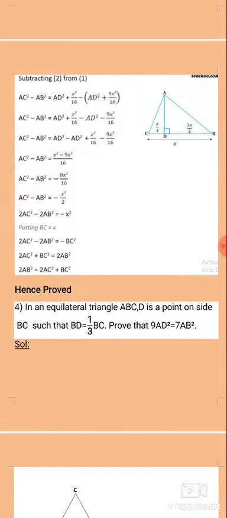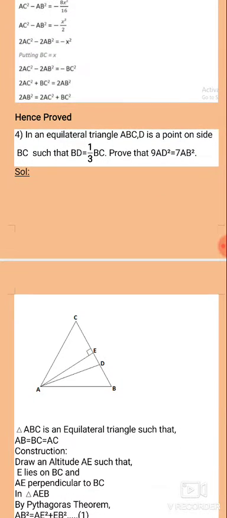Now the next question is very important question. Maximum mark 4 mark question is this one. Now the question, listen. In an equilateral triangle ABC, D is a point on side BC such that BD is equal to 1 by 3 BC. Prove that 9AD square is equal to 7AB square.